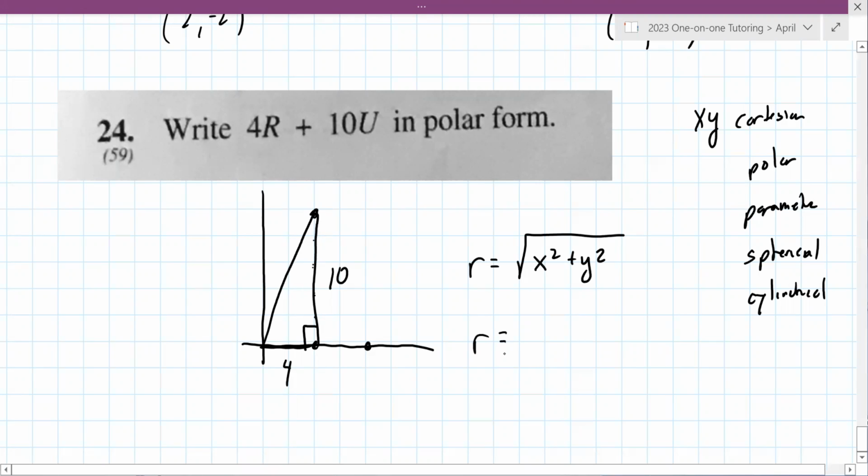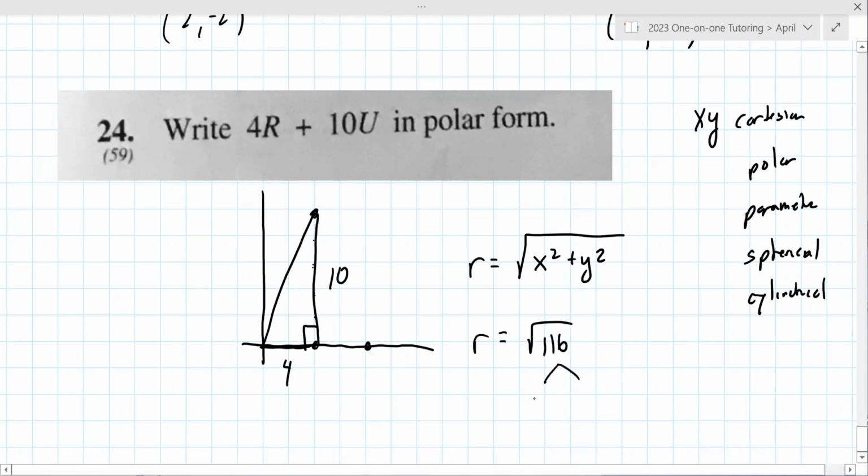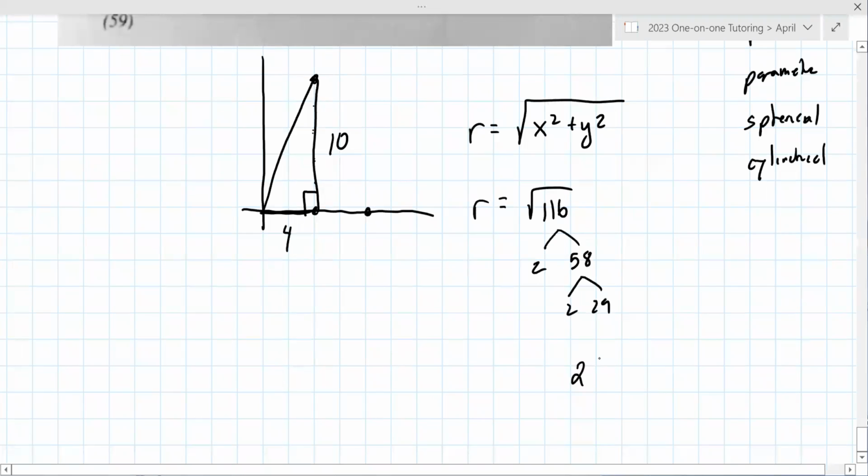The square root of 116. If we're reducing that by hand, it would be 2 and 58, 2 and 29, which becomes 2 square root 29. And if we're going right to a calculator, it would be 10.77. So, not sure what you guys want there.